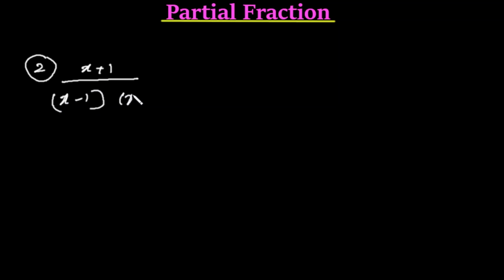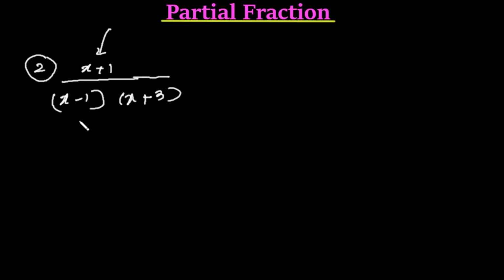So let's focus on the second example. My second example is this one: (x plus 1) over (x minus 1)(x plus 3). You can see in this problem you need to find the partial fraction. Here you can see that the maximum power is 1. I mean this function has x to the power 1 and a constant, so the maximum power is 1.